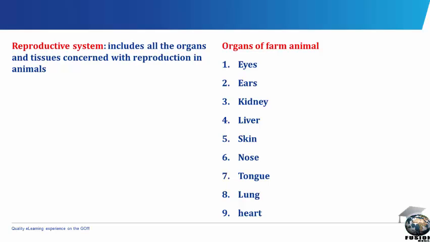Let's talk about the skin. The skin of farm animals has been described as the largest organ of the body. It covers the outer surface of all animals. The skin is made up of two layers, the epidermis and the dermis. The epidermis is the outermost layer and is made up of three layers: cornified layer, granular layer, and malpighian layer.